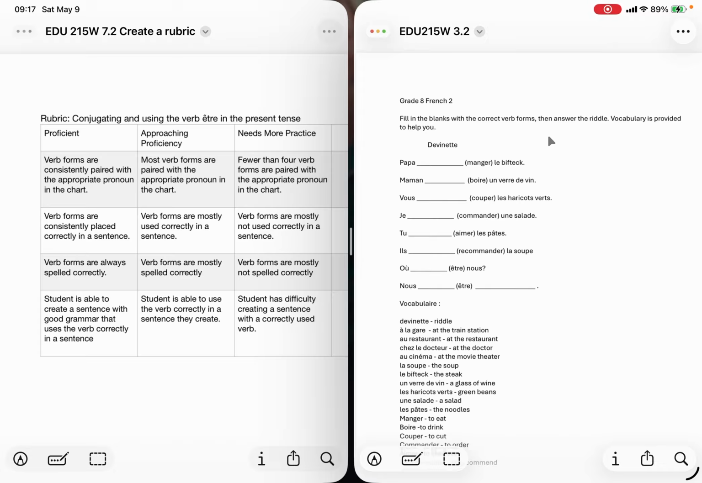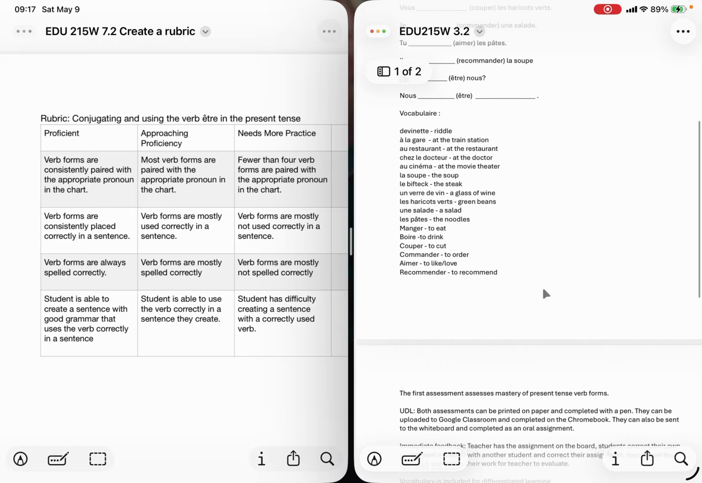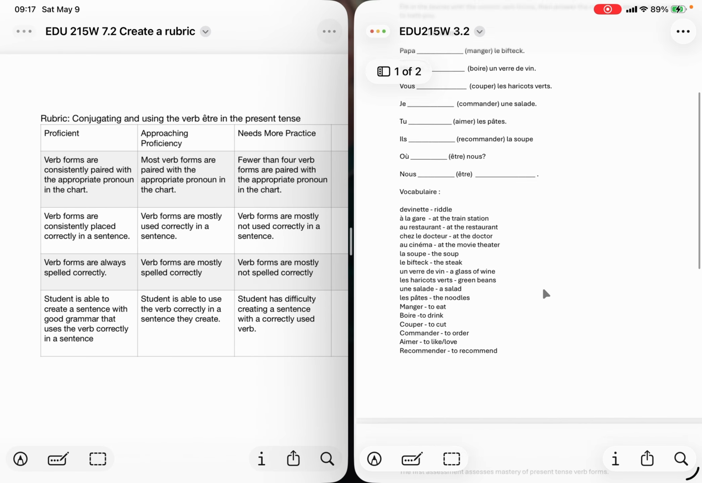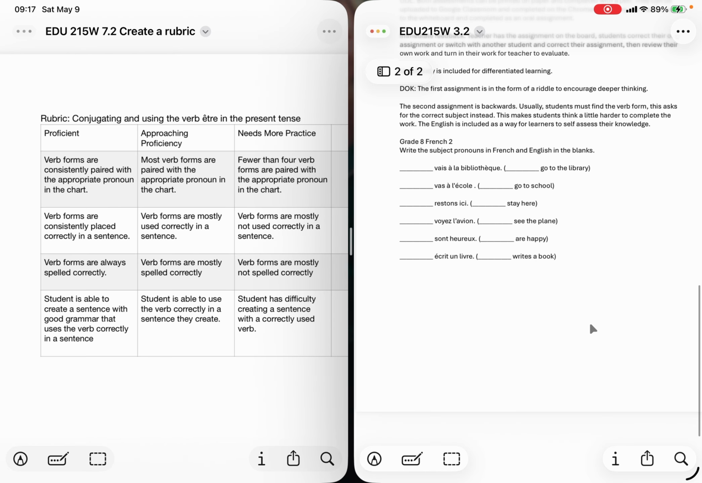However, it has a little riddle at the end. So we're talking about Dad eats a steak, Mom drinks a glass of wine, you cut the green beans, I order a salad, you like noodles, they recommend the soup, where are we? And then they have an opportunity to write, we are at a restaurant. And here for differentiation is the vocabulary in case they didn't learn all their vocabulary. So this rubric wouldn't work for the riddle, but it would work for the rest.